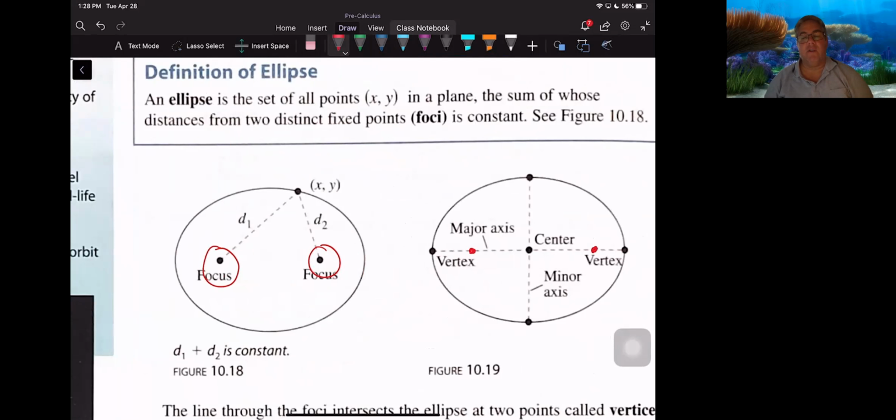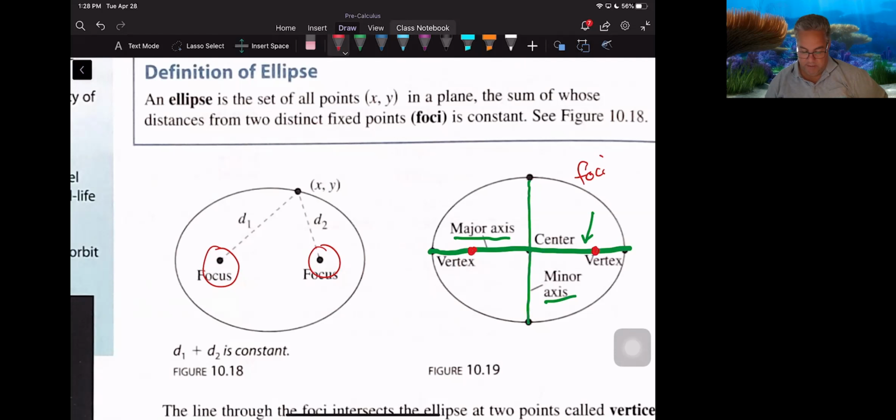Now, what do I mean by major axis? The major axis is the longer of the two axes. So here is an axis, and here is an axis. Notice that the longer one is this guy, right? The longer one is the major axis, and the shorter one is the minor axis, okay? And the plural of focus is foci, spelled F-O-C-I. They will always lie on the major axis, okay?